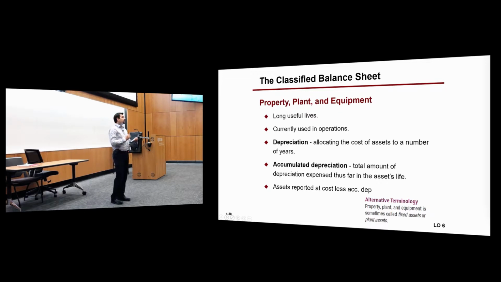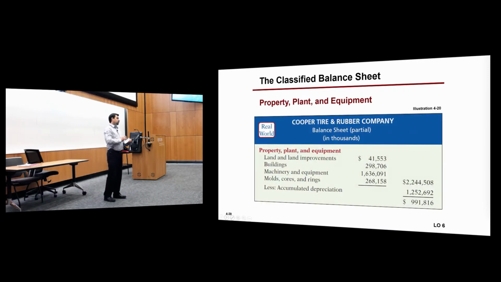Some people also call them fixed assets, plant assets, etc. So you would have here, for example, the account and then less accumulated depreciation. Certain companies just include one amount for accumulated depreciation. Others have more detailed information. It all depends on the company and the size of the company, whether the company has too many accounts or just one account.